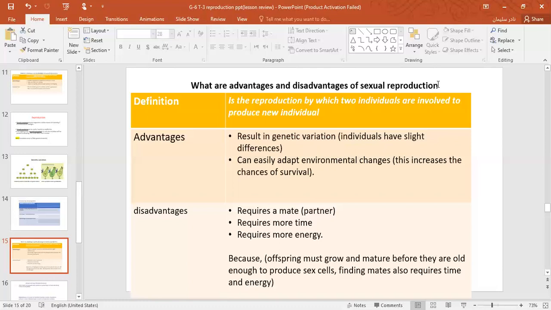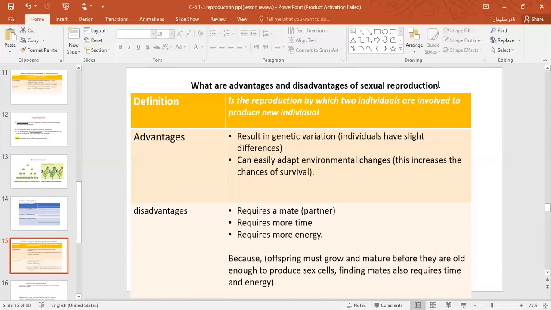One more thing you have to know is that it takes time because an organism has to find a mate. Also, organisms that reproduce sexually have to have developed sex cells. Young animals' sex cells are not ready to produce new organisms. Offspring must grow and reach maturity before they are old enough to produce sex cells. So this requires time for an organism to be mature, with developed sex cells. And also finding mates requires time and energy, as I mentioned.